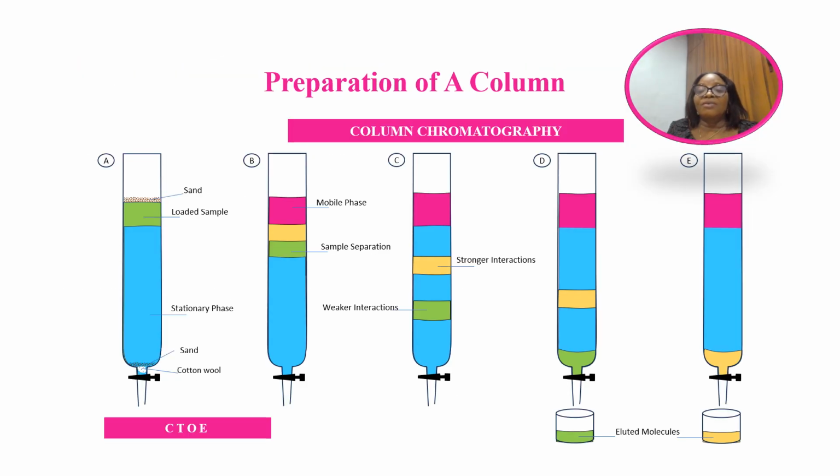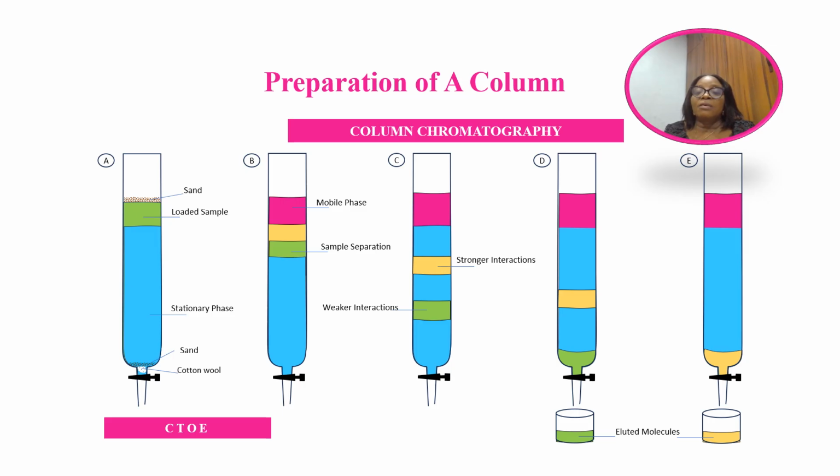Key steps in column preparation. You choose a suitable column based on the sample type and desired separation. You add a small plug of cotton or glass wool to the bottom of the column to hold the stationary phase in place. You place about 1 cm of sand on top of the cotton wool to create a level base for the stationary phase and to prevent the cotton plug from becoming clogged.